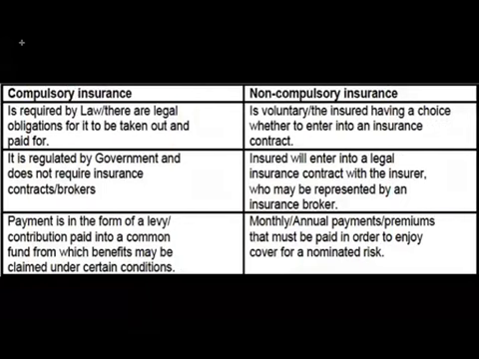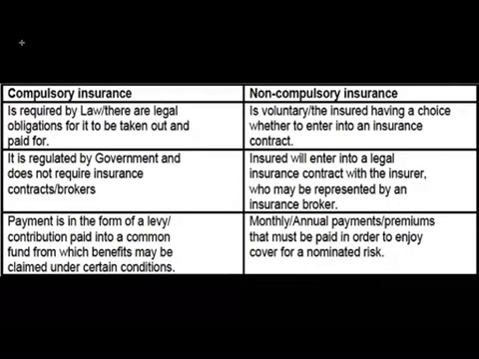Compulsory insurance is required by law. This means that people or businesses are compelled to have this type of insurance, and they are also compelled to pay for this insurance. Whereas non-compulsory insurance is voluntary. This means that people or businesses can choose whether or not to enter into these insurance contracts.